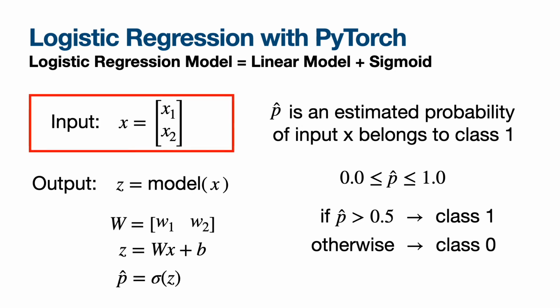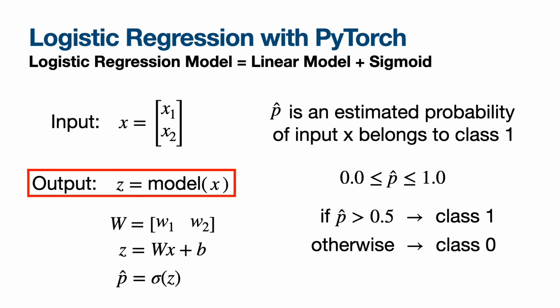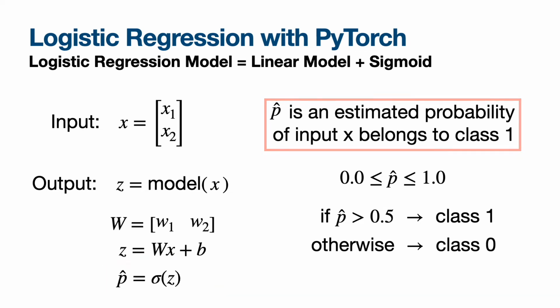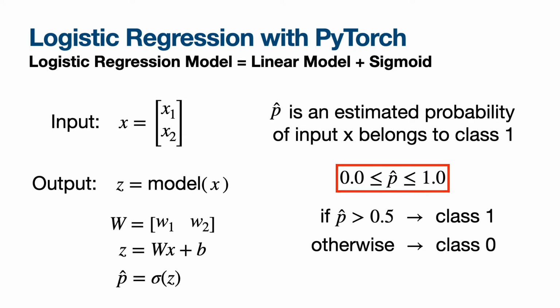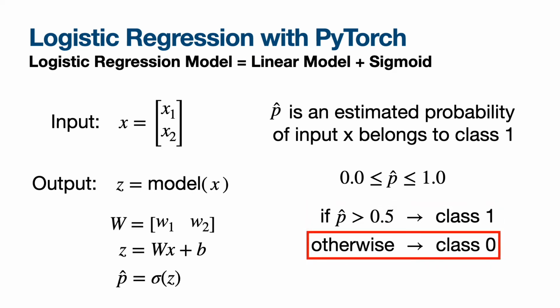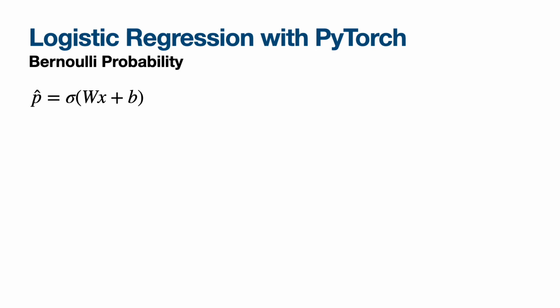Our model takes input x, performs the linear operation, and applies the sigmoid function. The output is an estimated probability of x belonging to class 1. If the probability is more than 50%, the model classifies input x as class 1. Otherwise, class 0. Using the sigmoid function, we can use a linear model to predict the binary classification.